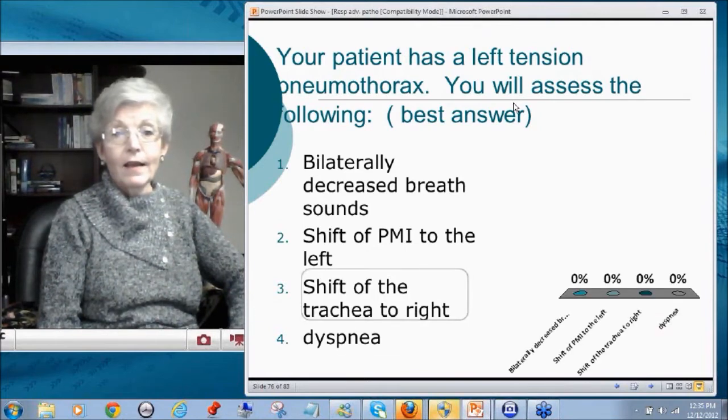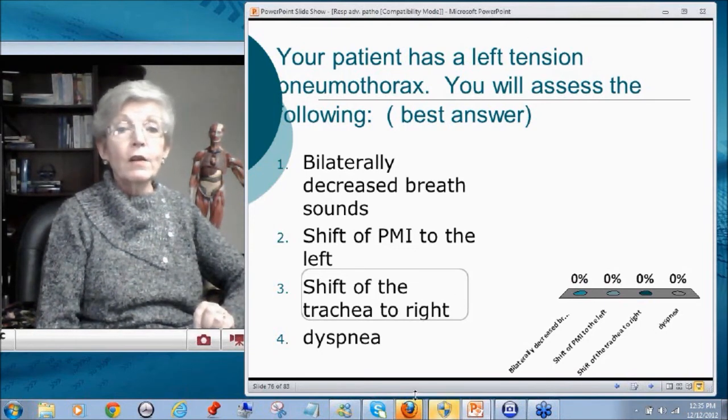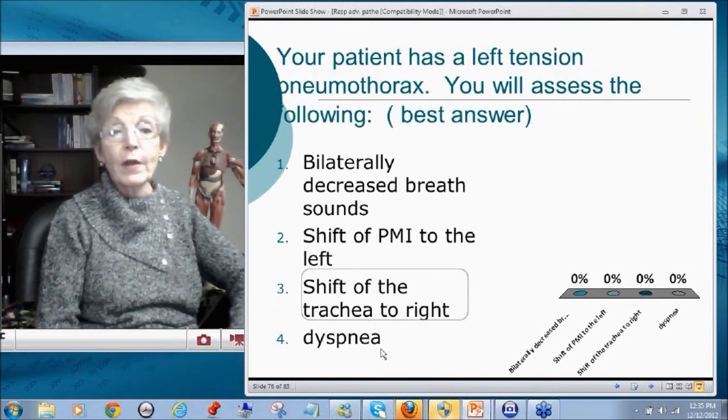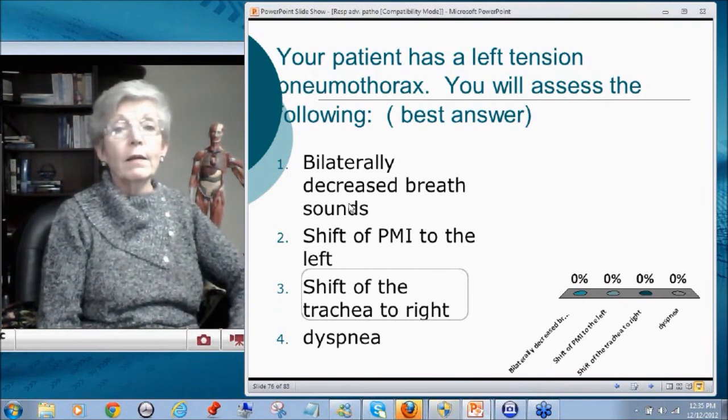And hopefully you will have said shift of the trachea away from the affected side towards the normal side. So it's shifted the trachea to the right. This is shifting it to the left, so it's not towards the normal side. So that's not right. Yes, your patient's going to be dyspneic, but that's not the best answer here, given the information that you have in the question. And initially, it's going to be decreased breath sounds on the left, which, given enough time, may also decrease breath sounds on the right. But again, this is not the best answer specific to your information of a left tension.